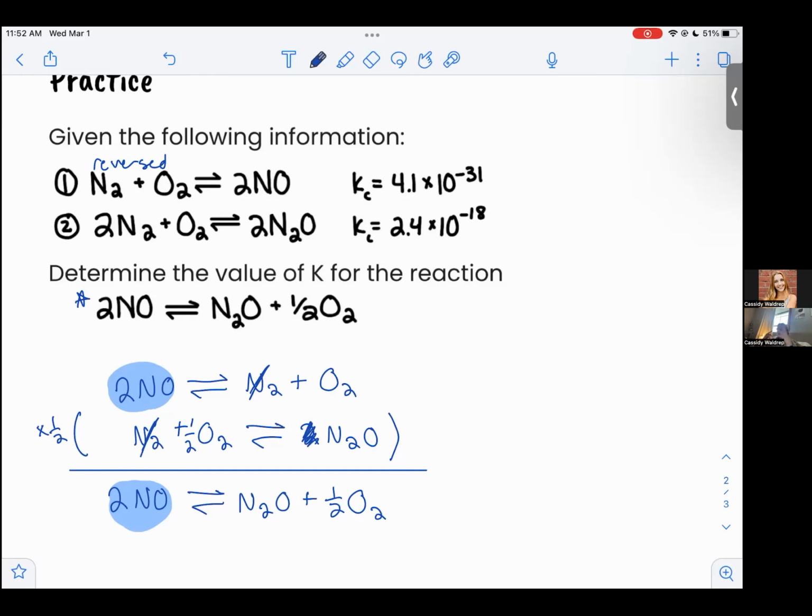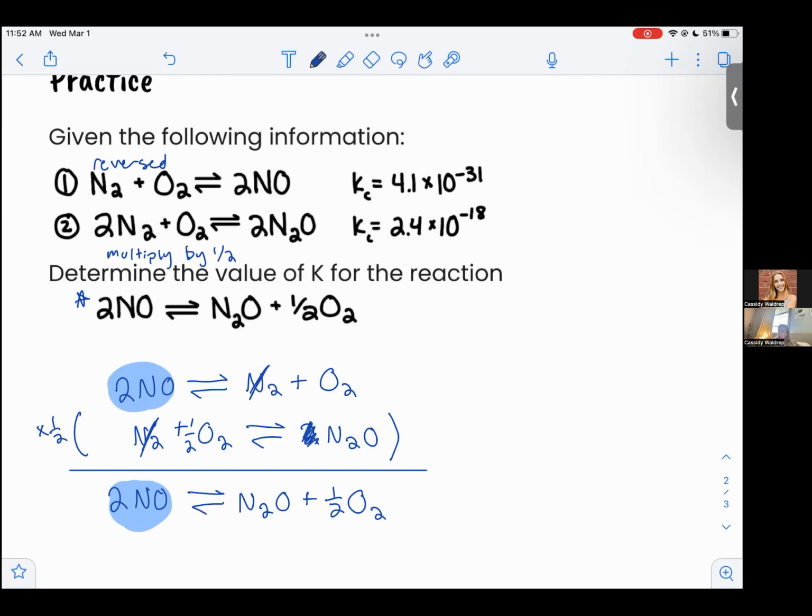So you have to play around with some manipulations, and there's more than one way that you could do this problem, but that's how I do it. So I'm going to say multiply by 1/2. Okay, so now I have my final equation ready to go.